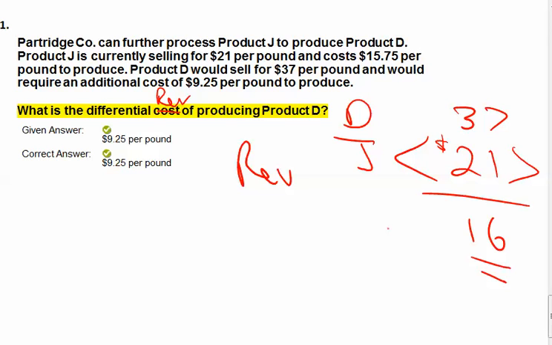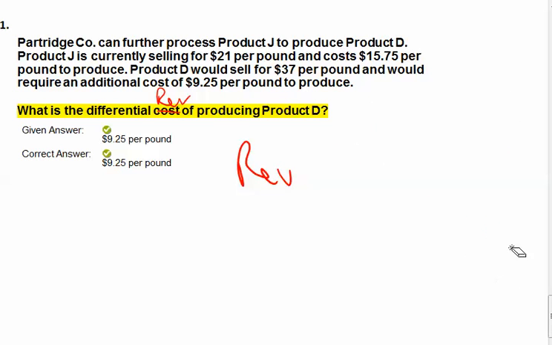Let's go one step farther. Let's say, what would be the differential profit? Now we've got to consider all the numbers. So let's start over again. I'm going to erase this. And it says profit instead of cost. What's the differential profit? I'm going to look at the differential revenues and the differential costs.